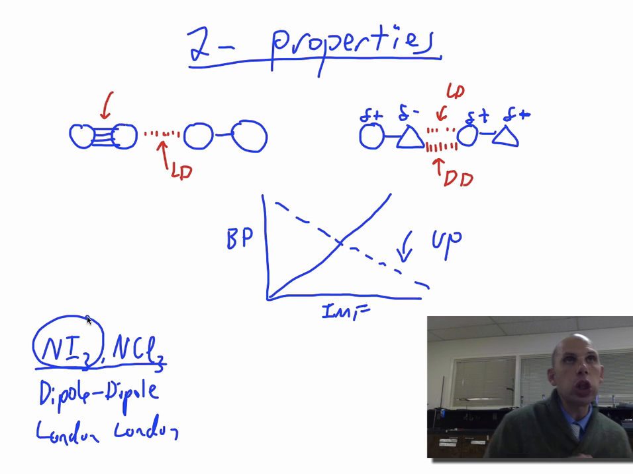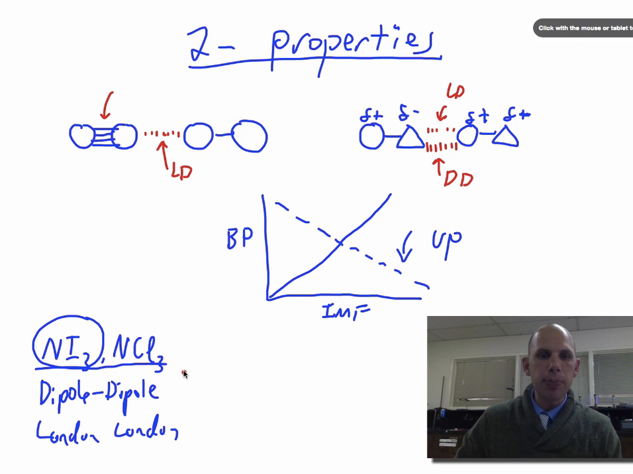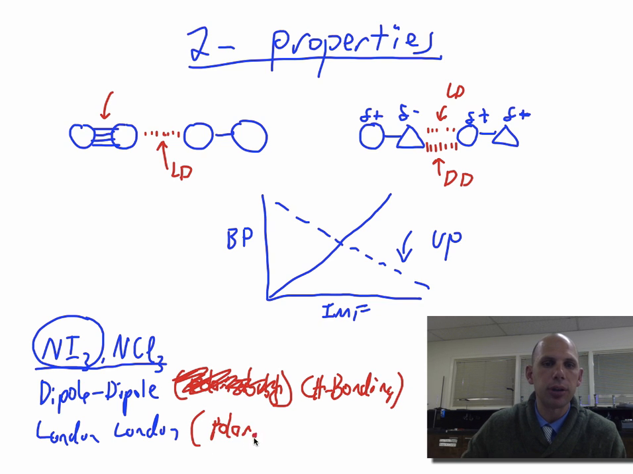And it's because we look at the things that strengthen each. So in this case, the dipole-dipole is always strengthened by something called polarizability. We'll get to that in a sec. Blech. And that's wrong. The dipole-dipole is always strengthened by something we call hydrogen bonding. And the London is strengthened by something that we call polarizability.